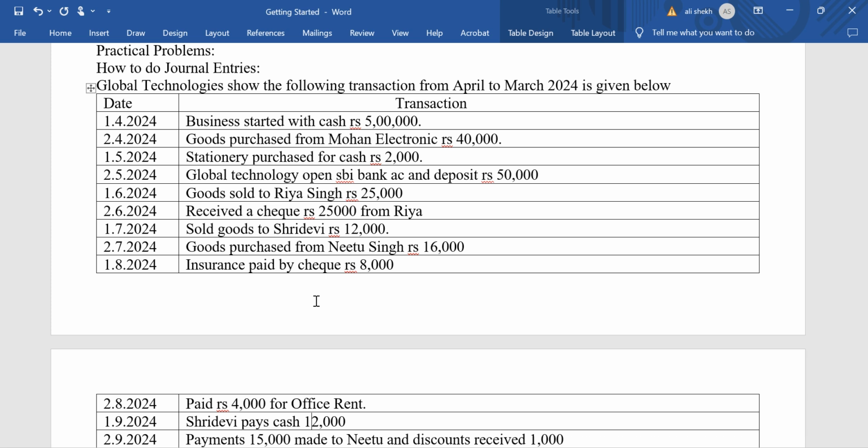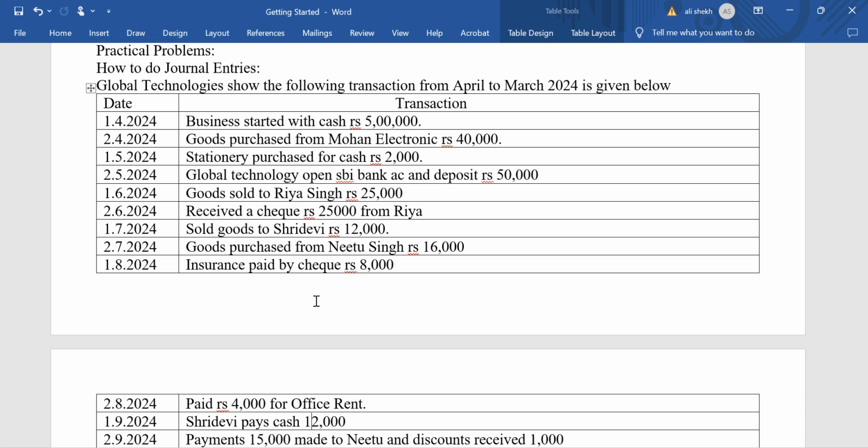Stationery purchased for cash, 2,000 rupees. So here stationery is expenses. So stationery account debit to cash account credit. Global Technologies open SBI bank account and deposit rupees 50,000. So here bank account debit, bank is receiving money, to cash account credit. Cash is going out from the business.